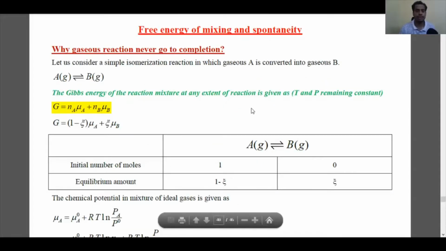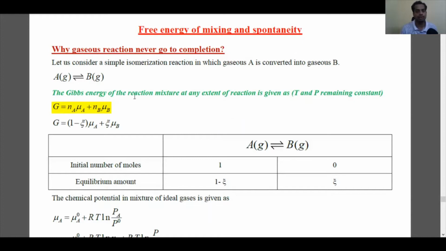Hello, in this session we will try to understand free energy of mixing of gaseous reactants and products and spontaneity. By this process, we will also understand why gaseous reactions never go to completion. Means, suppose there are gaseous reactants and products in equilibrium, then the equilibrium will never go towards 100% completion. Means all the reactants will not go and give 100% product. So we'll study why that happens, why gaseous reactions never go to completion.